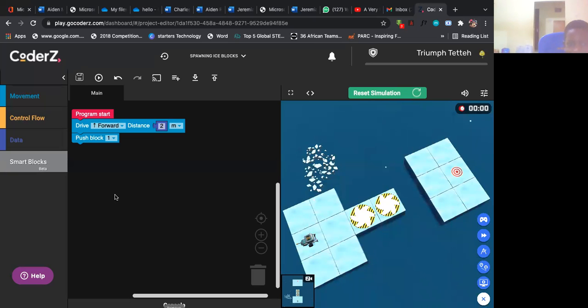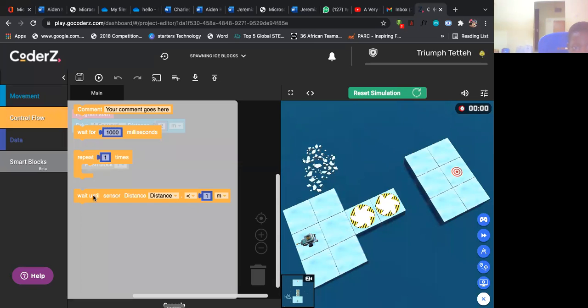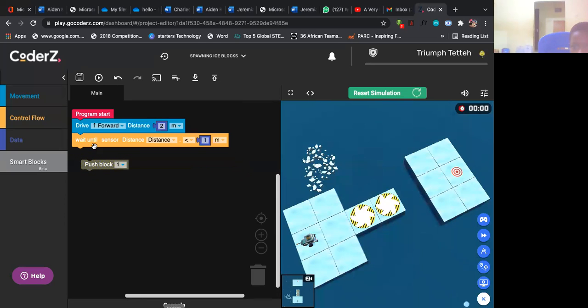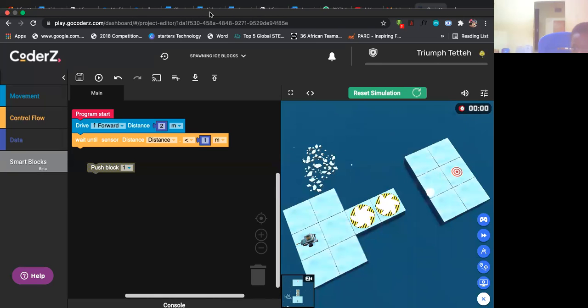Drive for 2 meters. Wait. Okay. Wait until... So we are going to wait. And then... Please say the full thing. You said wait until what? Wait until sensor distance.